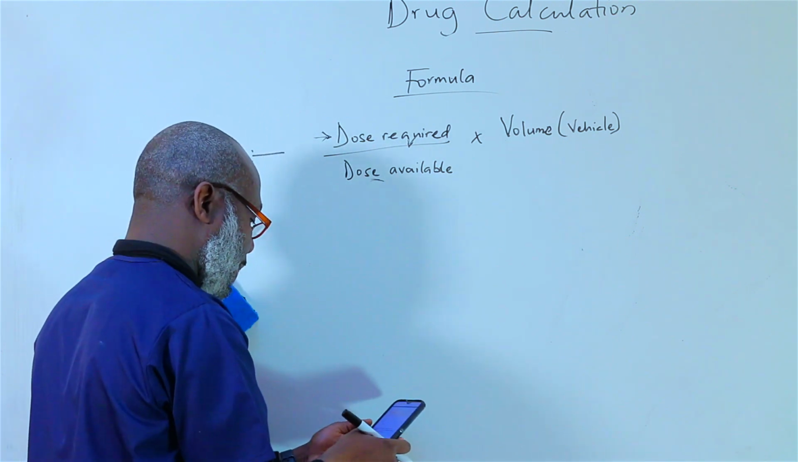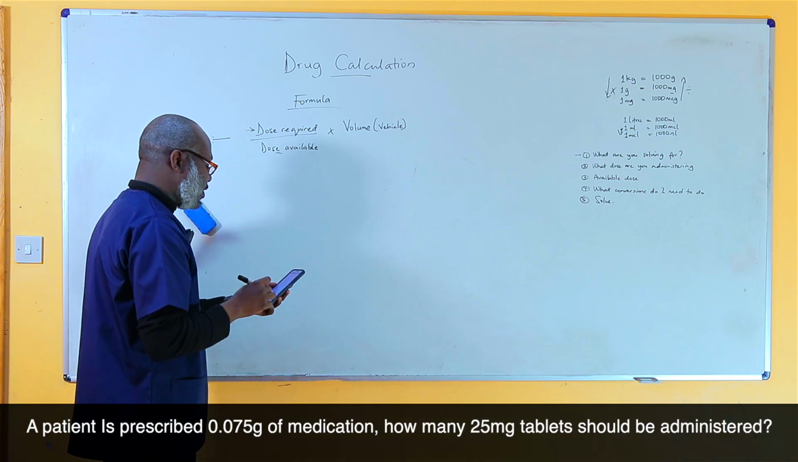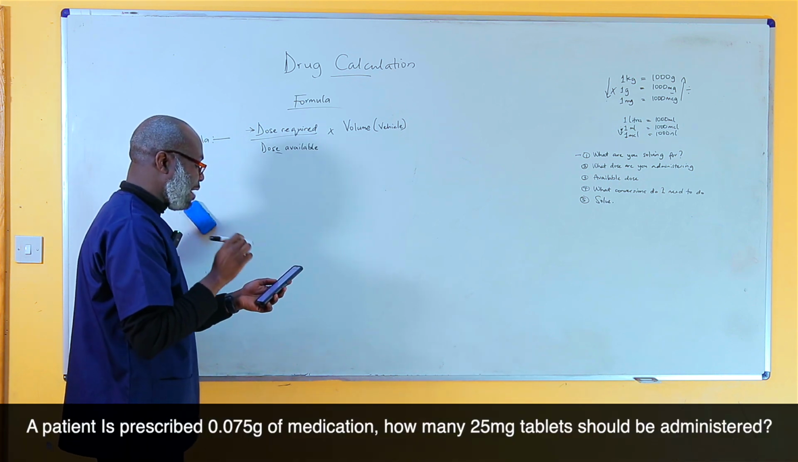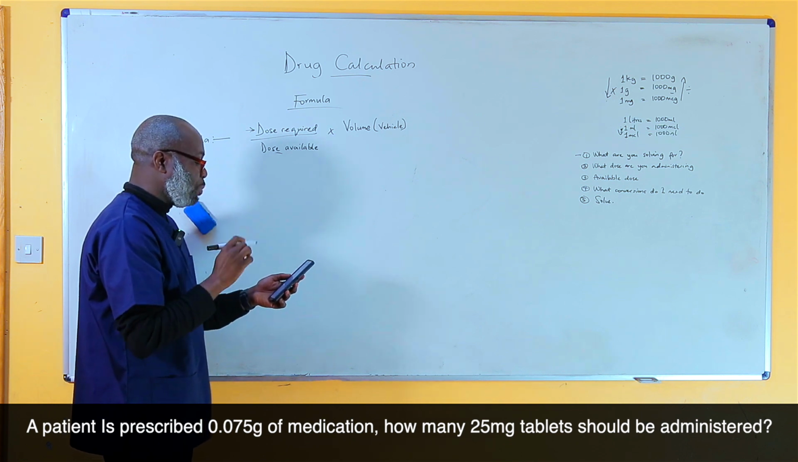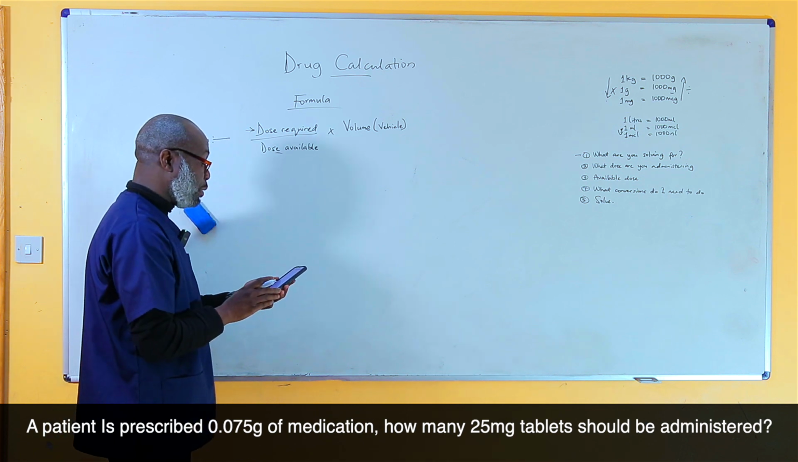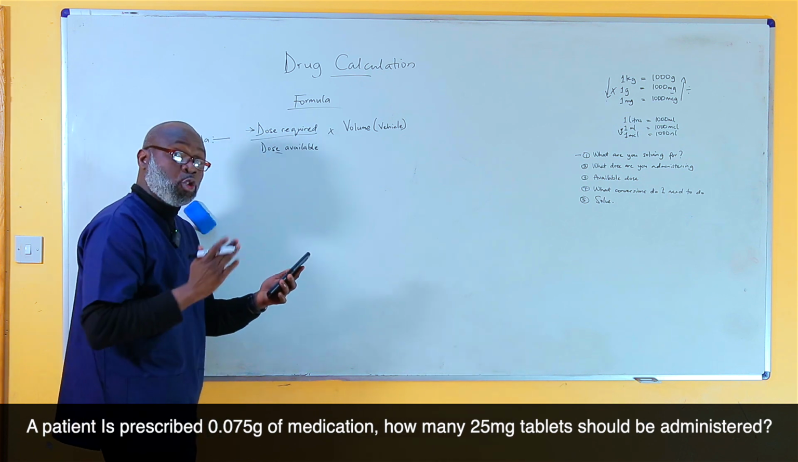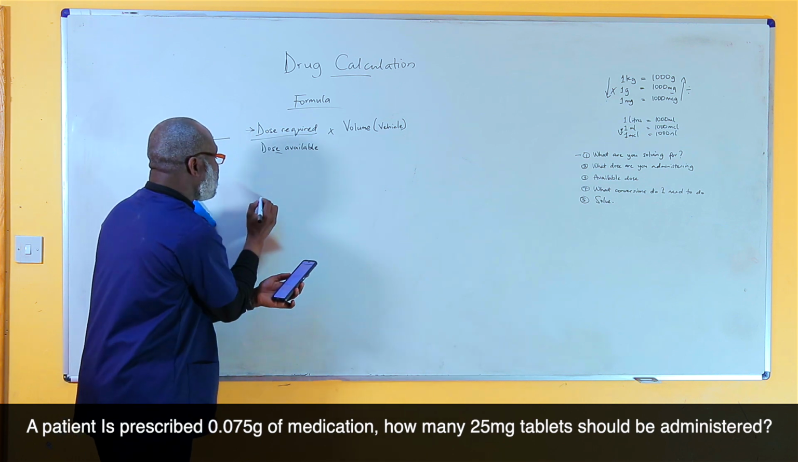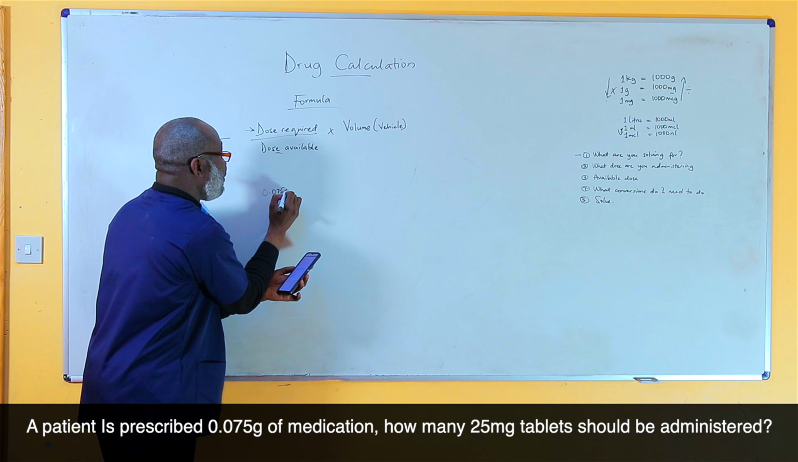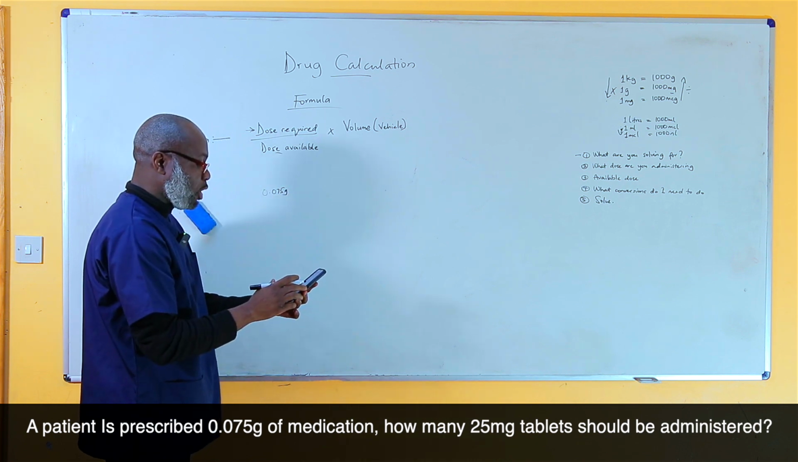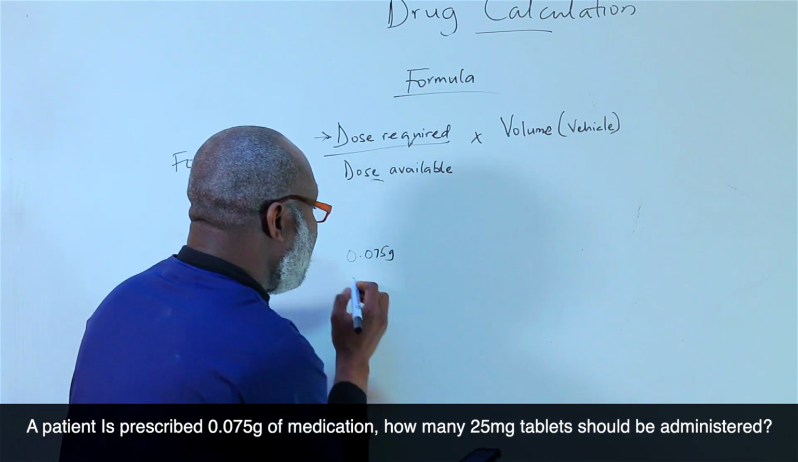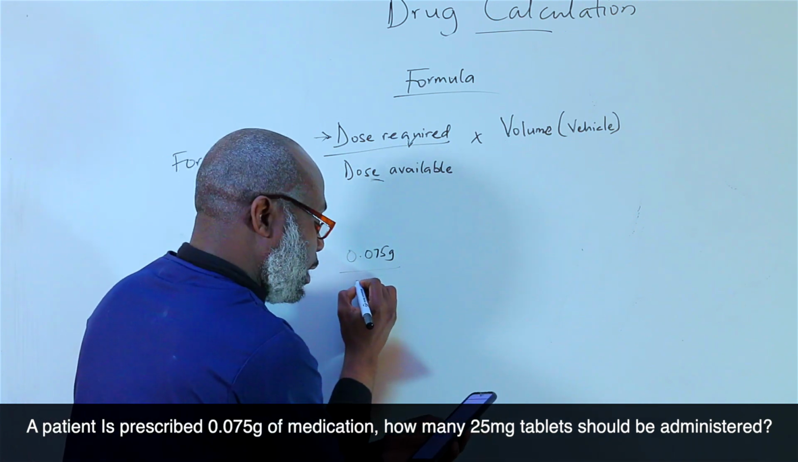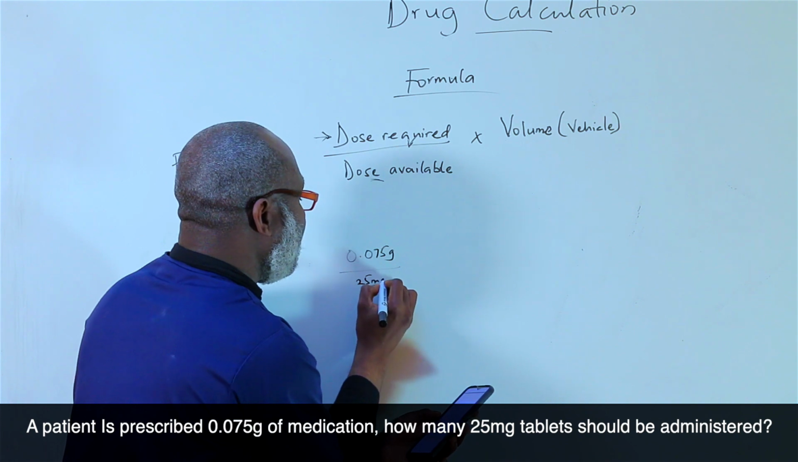Let me look at the third one. Now, a patient is prescribed 0.075 grams of medication. How many 25 milligrams tablets should be administered? So what is the dose required? The dose you're going to give to the patient is 0.075 grams of medication. Let's just say you have all the medications in 25 milligrams. That is in 25 milligrams.